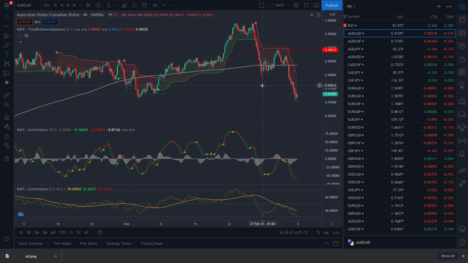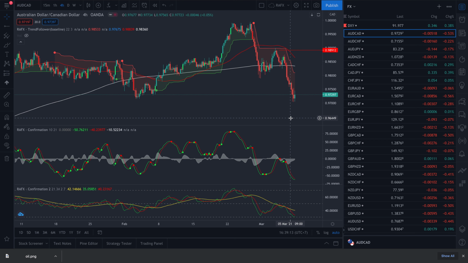When I exit, I look for a sell signal. The sell signal is the same: if the price goes below the 50 baseline and I see a trend follower sell indicator, the confirmation tells me to sell, and confirmation 2 is heading down to the sell zone, that tells me that I need to get out of the trade. So that's basically how I trade. Okay, let's move on to the next.